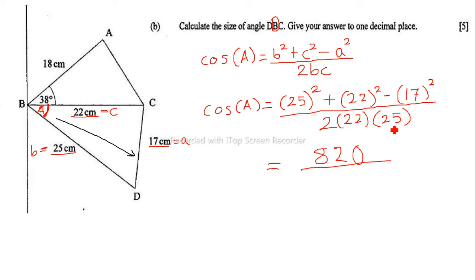I get 1,100. 1,100. Still cosine of A. So you have to divide. Yeah. We're not gonna divide.